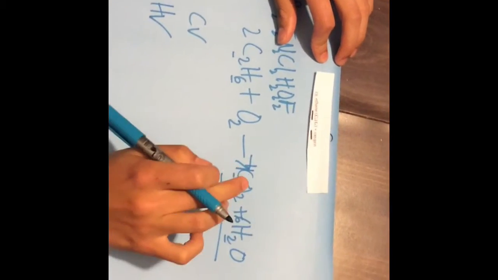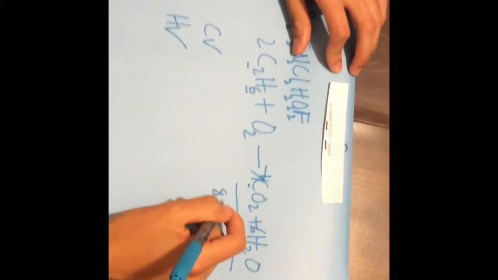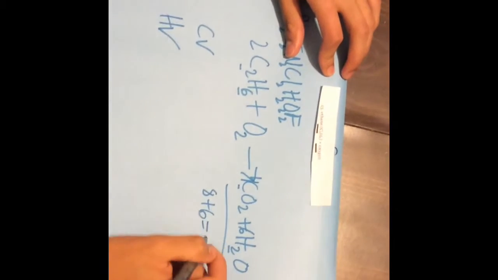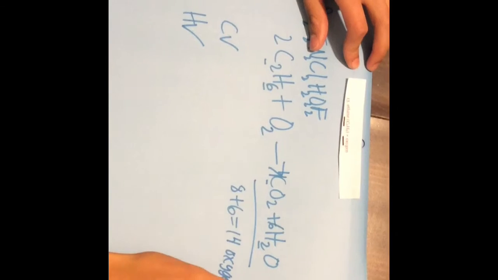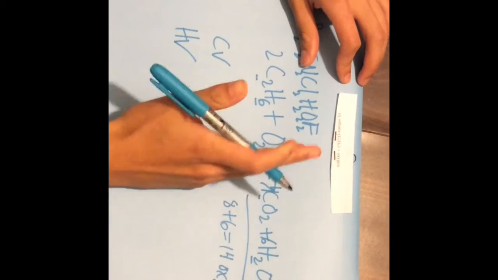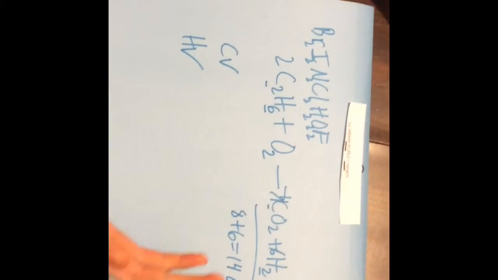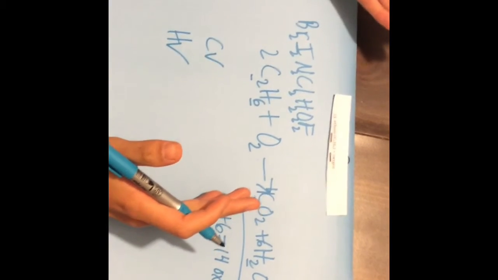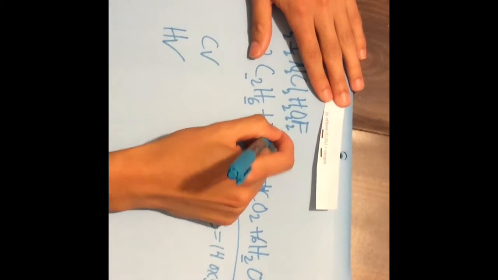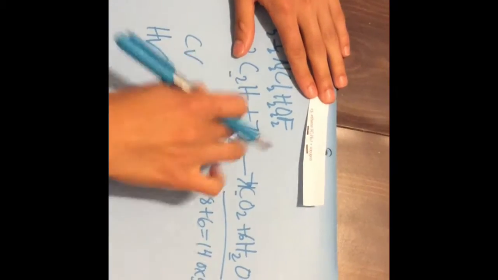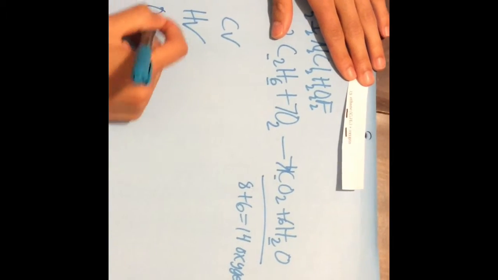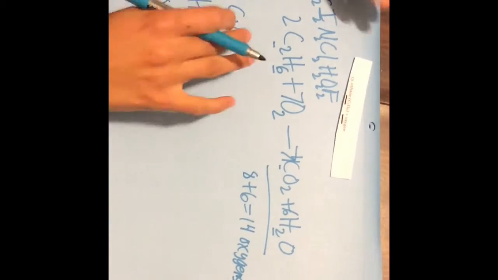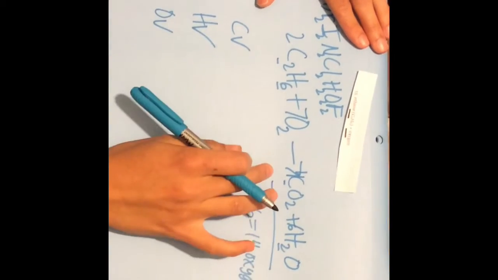So if you take a look here, we have 8 plus 6, which equals 14 oxygens on the product side, where here we only have 2. So what number times 2 equals 14? 7, of course. Add the 7 there, 14 oxygens here, 14 oxygens here. It is A-OK. Oxygens are good, and this is a perfectly balanced equation.